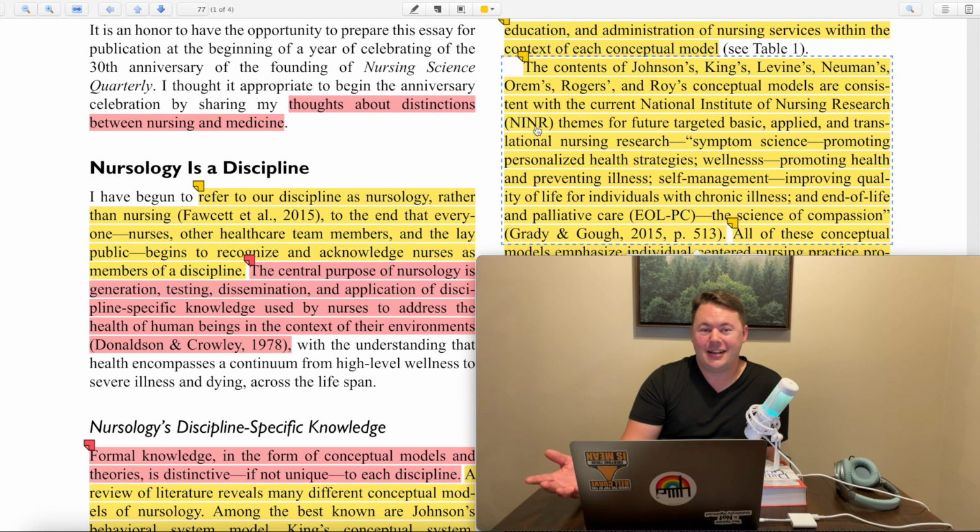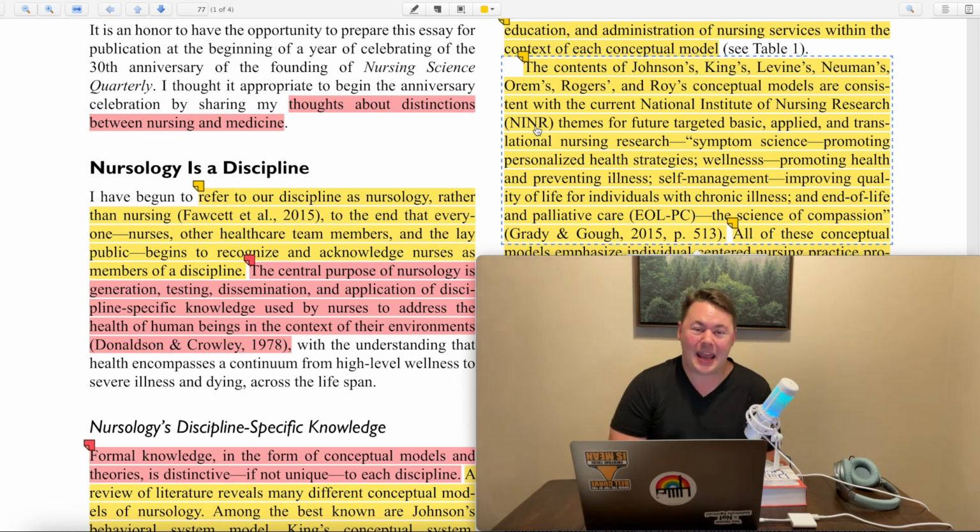But that's number three, these NINR themes, they're gone. The NINR doesn't care about these themes anymore, because after Dr. Zenk came on and took over and everything changed, the science of nursing, according to our own National Institute, is not about self-management or symptom science or any of these things anymore. It's about health equity. It's essentially another derivation of the National Institutes of Minority Health and Health Disparities. There's no difference now between the NINR's mission and the NIMHD's mission.